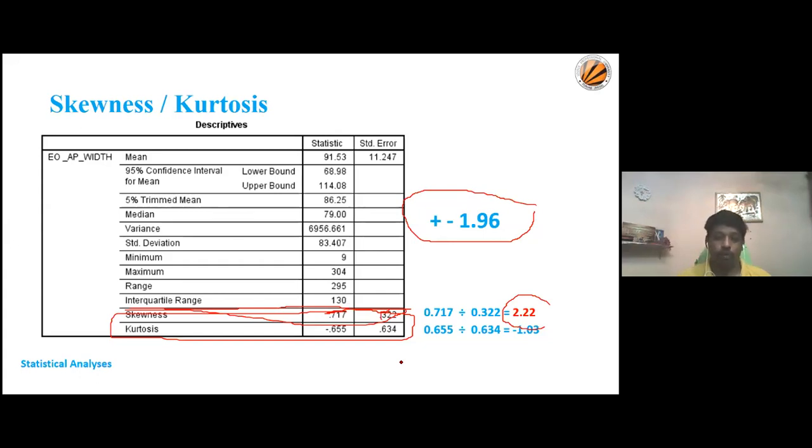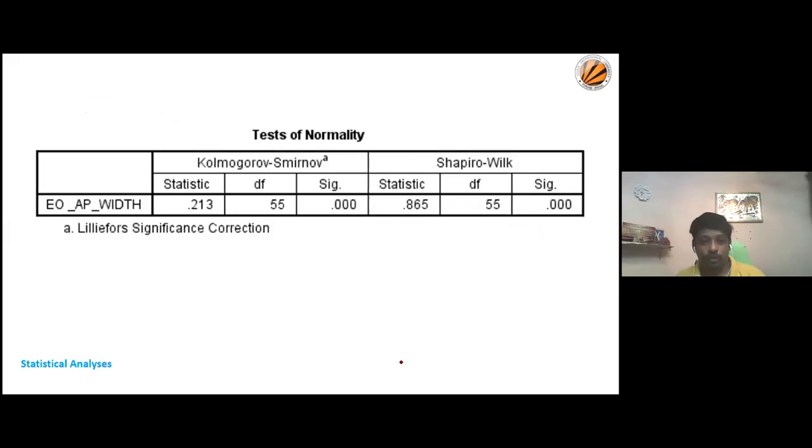The next is the result which I get when I do a normality testing. This is Kolmogorov-Smirnov and Shapiro-Wilk. So when to use Kolmogorov, when to use Shapiro-Wilk? Usually when your sample size is less than 60 or 50, you may use Shapiro-Wilk. It should be a non-significant result. If you have a significant result, it indicates that your data is not normally distributed.